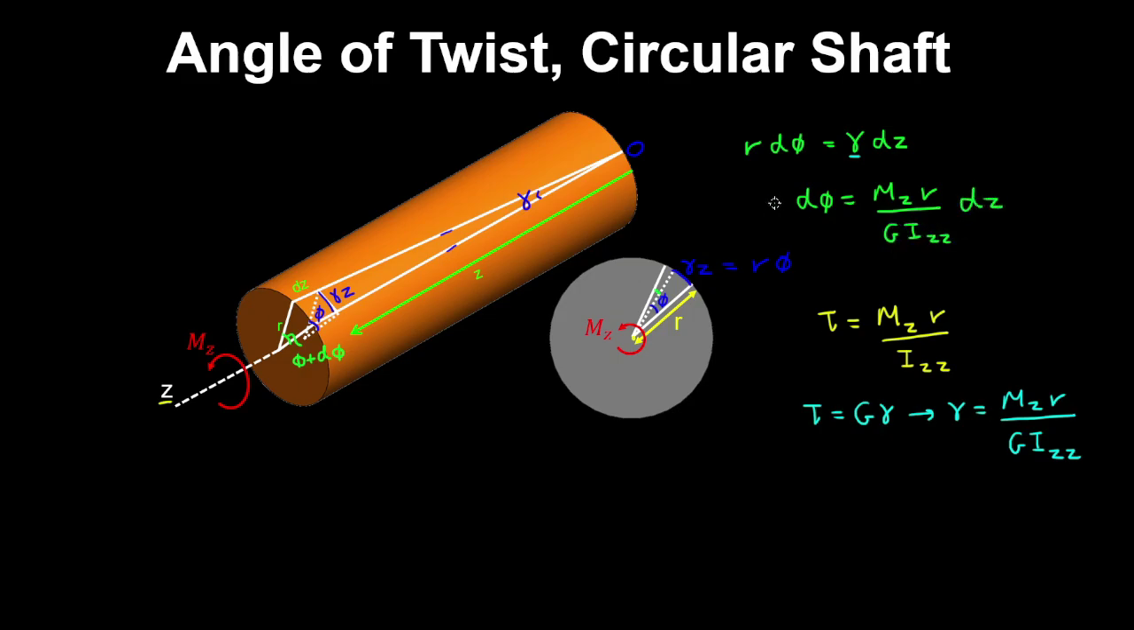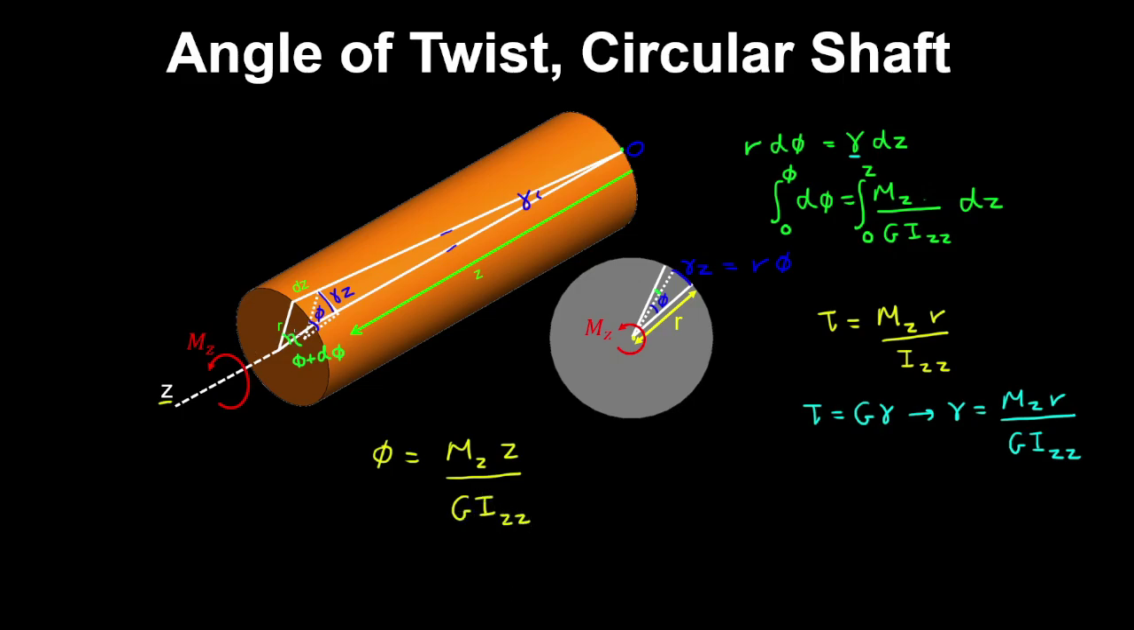And now if we cancel r and integrate both sides, and we integrate from an angle of twist of 0 where the bar is restrained to an angle of twist phi at some distance z from the origin. So this gives the following relation for the angle of twist. So we have Mz multiplied by z over the shear modulus times the polar moment of inertia.